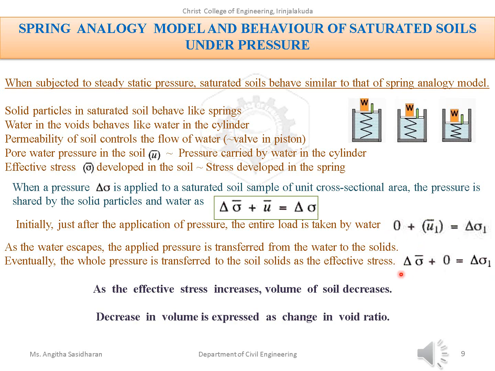The entire load will be taken by the soil, and the load on water will be less, 0. That is equal to the total load. So as the effective stress increases, the volume of soil decreases, and this decrease in volume is expressed as change in void ratio. That means if the stress taken by soil increases, the volume of soil decreases, and we can express this decrease in volume as change in the void ratio. The amount of voids is getting less.